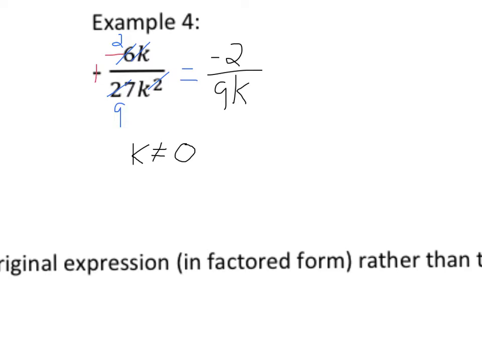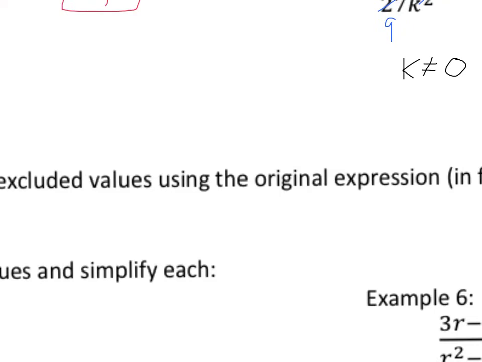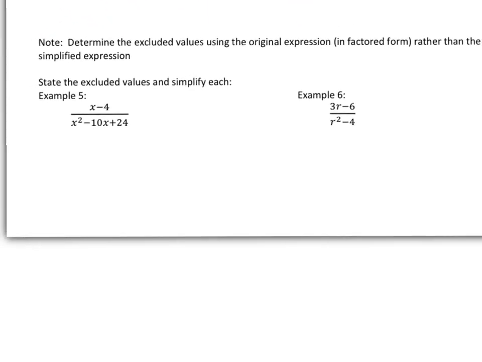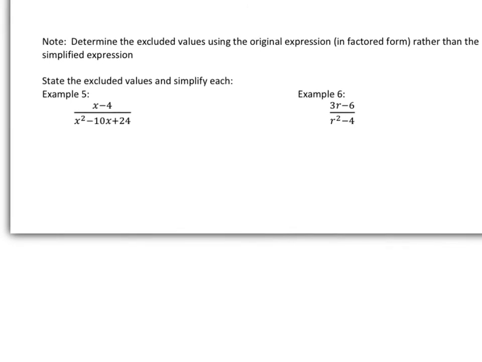So those are the two questions that are monomials. Now let's take a look at more interesting problems. So here again we'll reference that we will determine the excluded values using the original expression. Okay, and we do it in factored form to decide what the excluded values will be. But do not take excluded values from the simplified form, because things cancel out sometimes and we miss some things. So here we have a binomial over a trinomial.